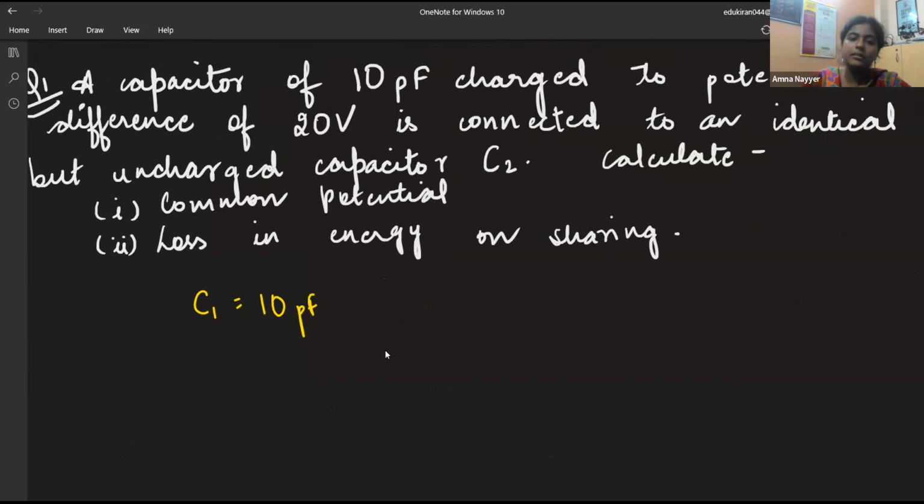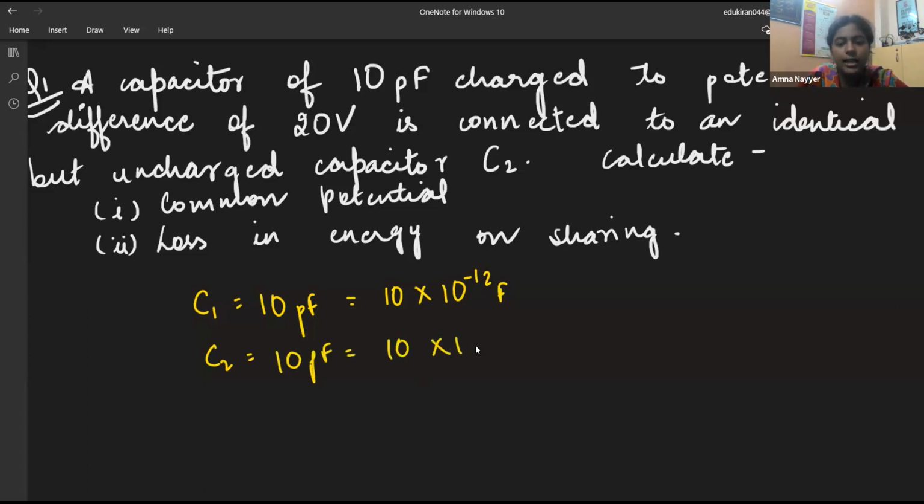So, pico means 10 to the power minus 12. So this becomes 10 into 10 to the power minus 12 farad. Fine. I hope all of you know these conversions, because in your exam, these will be given. 10 picofarad, 10 microfarad, 10 nanofarad, like this, all these will be given. So C1 is 10 picofarad, which is 10 into 10 to the power minus 12. And what is C2? It is saying identical. So if it is identical, C2 is also 10 picofarad, that is 10 into 10 to the power minus 12 farad.